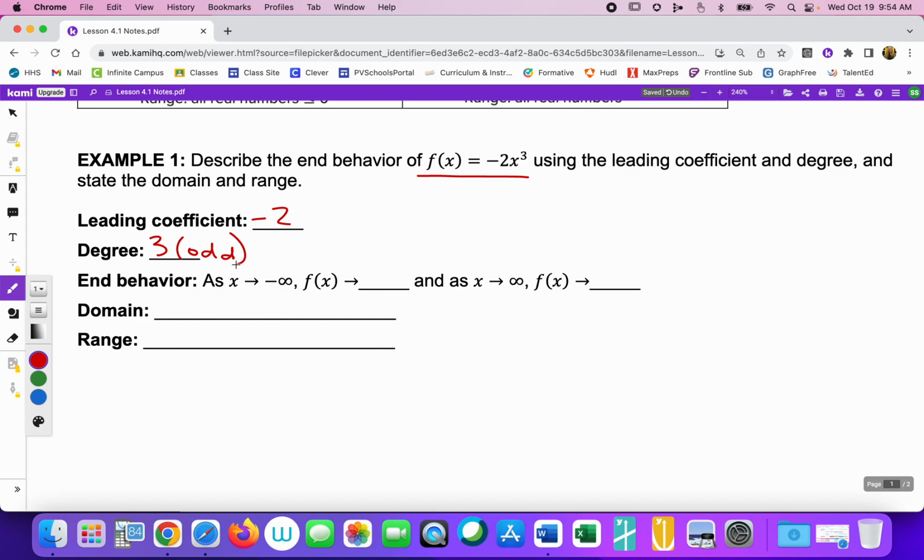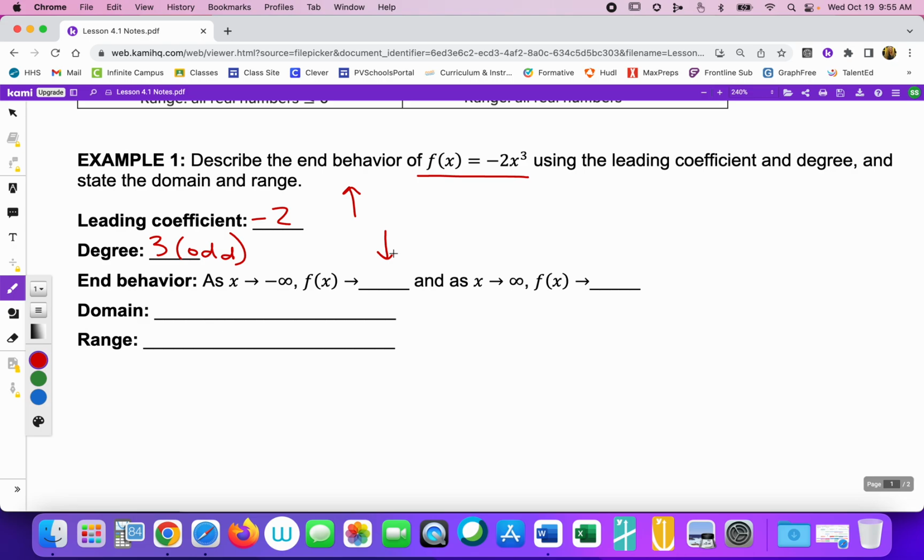Okay. So if it's odd, that means they're going opposite directions. Now if it's negative and odd, what are the arrows doing? Up, down, or down, up? Up and then down. Okay. If it's positive coefficient, it goes down first, then up, so it should rise from left to right. This one, the graph is falling. It will squiggle a little bit, but it's falling overall from left to right.